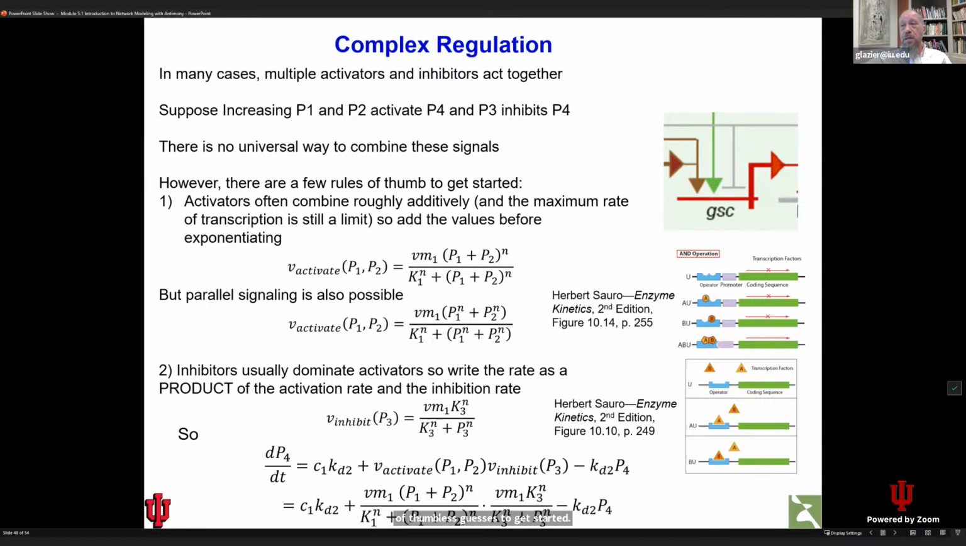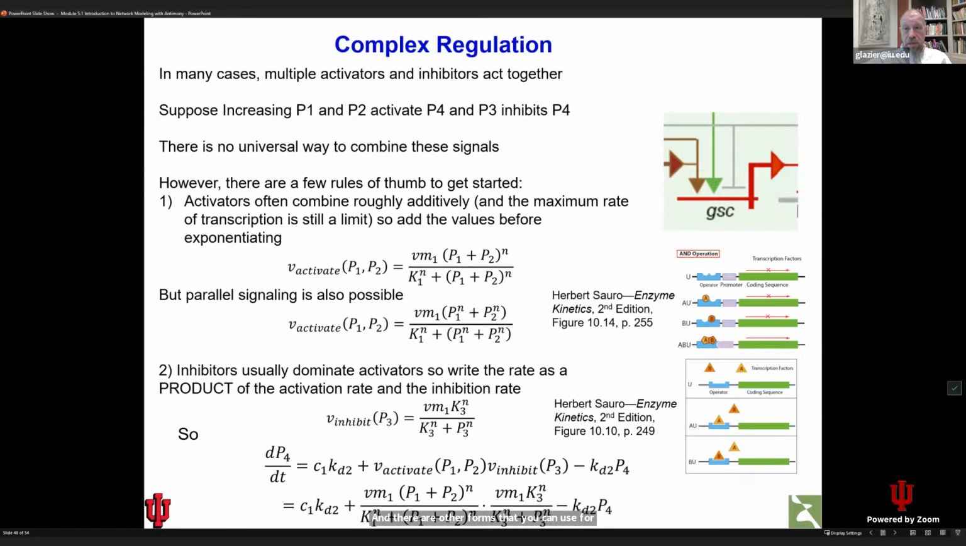The first one is that activators often combine roughly additively. If it's an and, well, then you have to multiply. If it's an or, you add. And so one linear combination would be to say P1 plus P2 to the n in your Hill function. The other one would be to have the P in the end and the Ps act separately. And there are other forms that you can use for ands and ors that Herbert will write in.